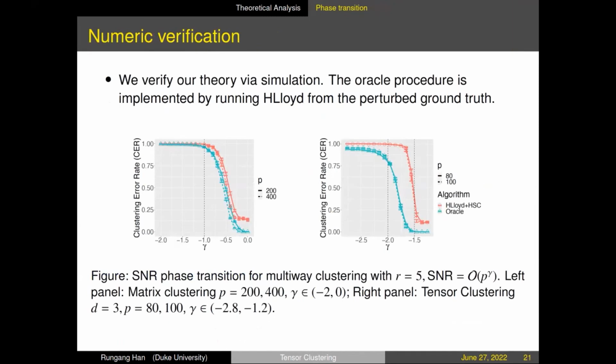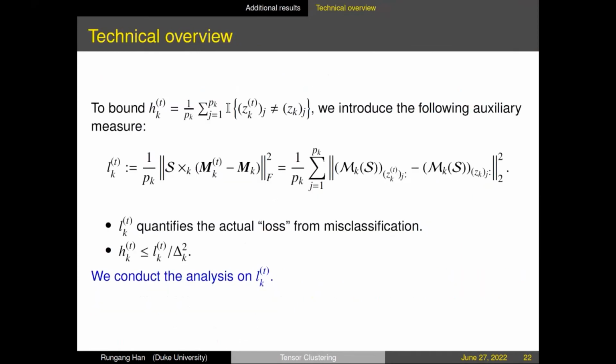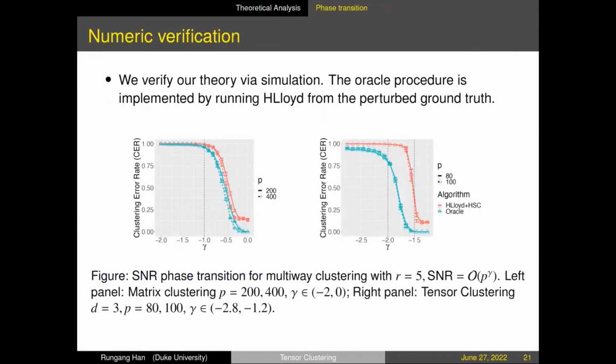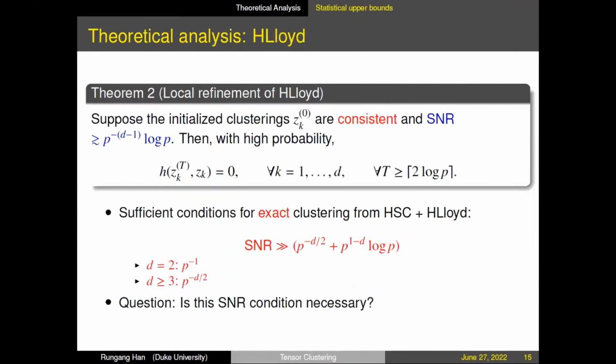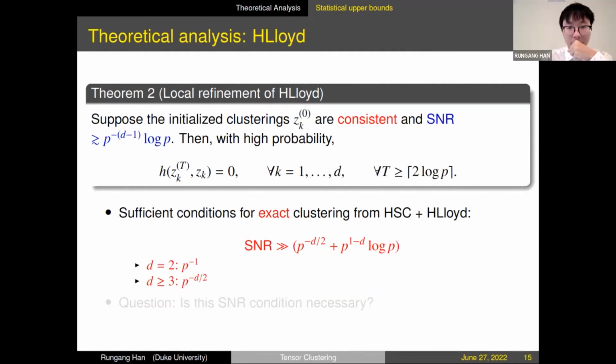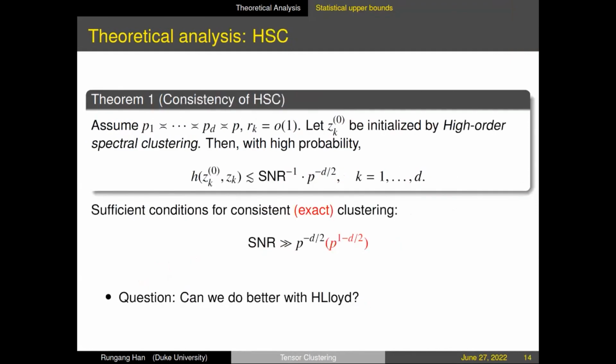Thank you. I also have a quick question for you. You have one slide that says if you only run the high-order spectral algorithm, and the SNR exceeds something, you get consistent estimation. If the SNR is further larger by a factor of p, then you get exact recovery, right? Yes, this one.